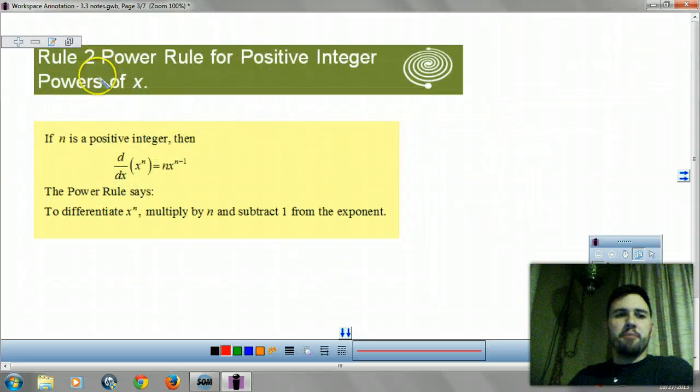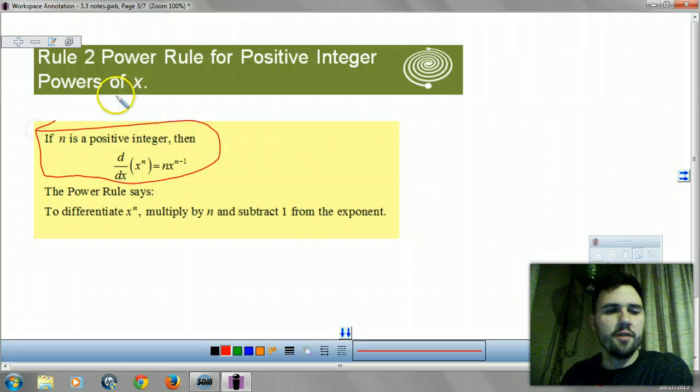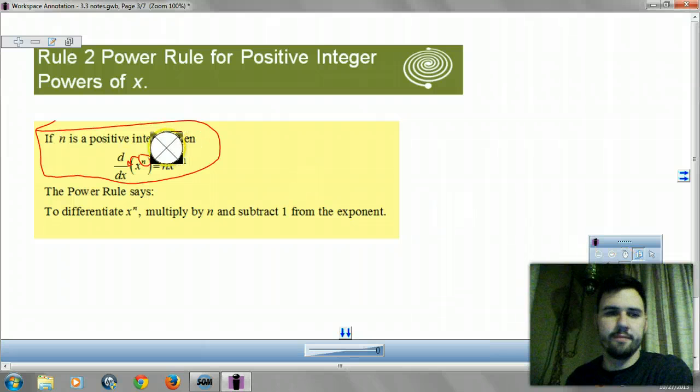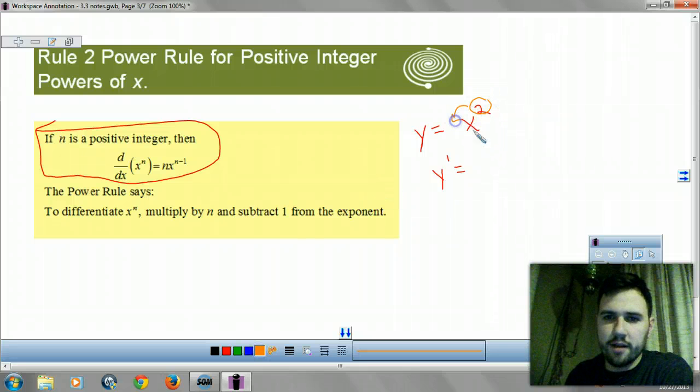Anyway. Power rule for positive integer powers of x. Okay, what the power rule says is this. If you have x to some power, you take the power, you move it in front, and you subtract 1 from it. Okay? AKA, if y equals x squared, y prime is, you move the 2 out in front, 2x to the 2 minus 1, which is just 2x.